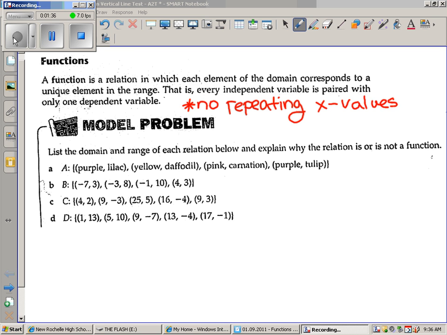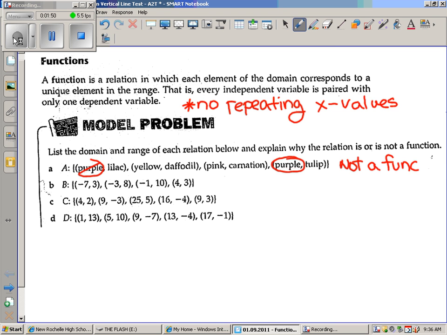Like take A. Is A a function? No, because what repeats? Purple is repeating. It's not a function. It's that easy. Is B a function? Yes, it's a function. Instead of writing yes, I'm just going to write function. Nothing repeats. No x values repeat.